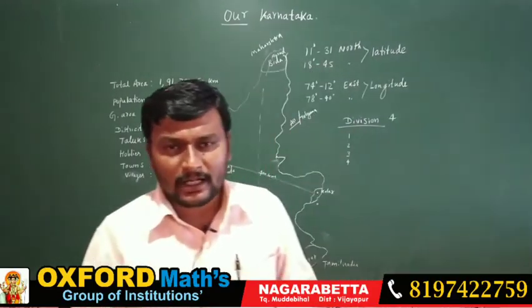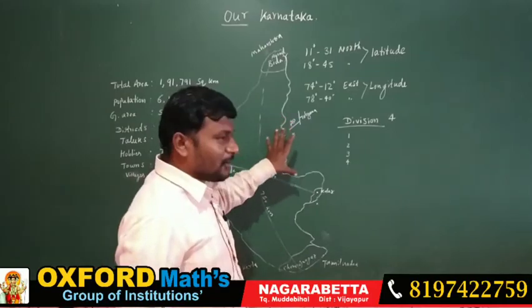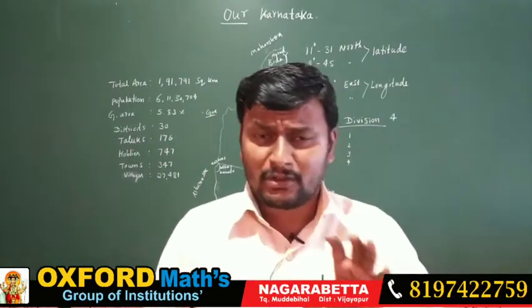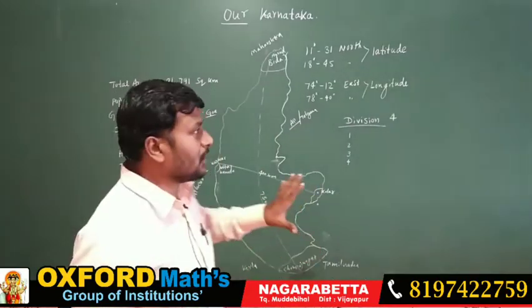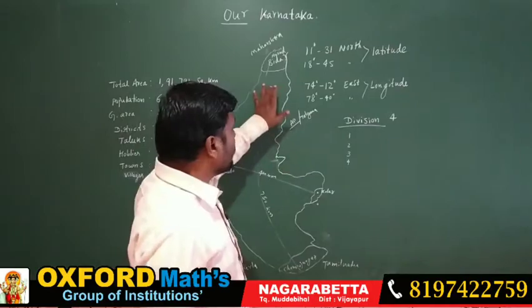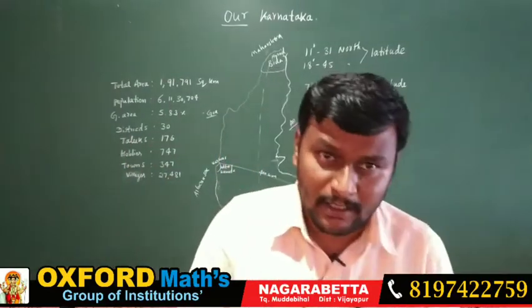I told you Karnataka is in the shape of a cashew nut. So what I have drawn on the board is not exact, but it somewhat appears like the Karnataka shape. Now we are going to discuss some more information about Karnataka.